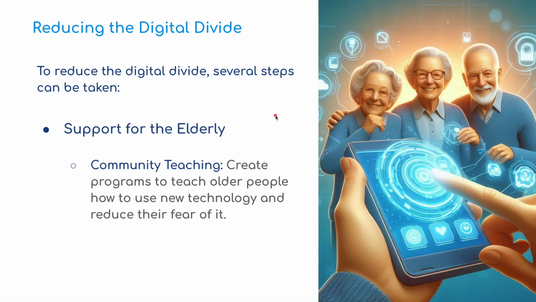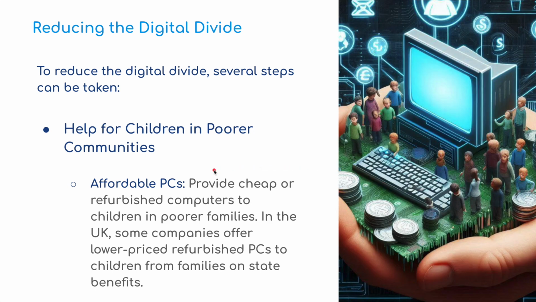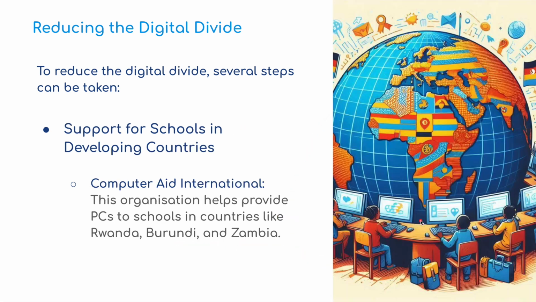Of course, support for the elderly. Community teaching. Create programs to teach old people how to use new technology and reduce their fear of it. Help children in poorer communities. Affordable PCs. Provide cheap or refurbished computers to children in poorer families. In the UK, some companies offer low-price refurbished PCs to children from families on state benefits.